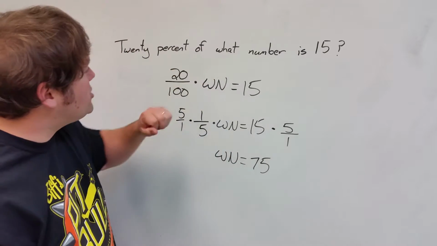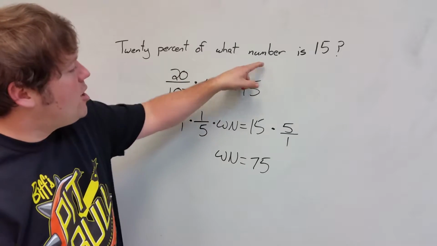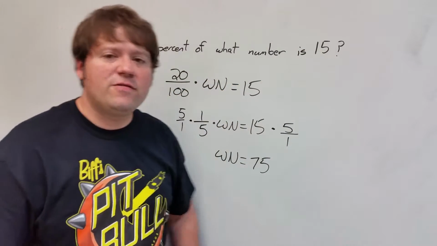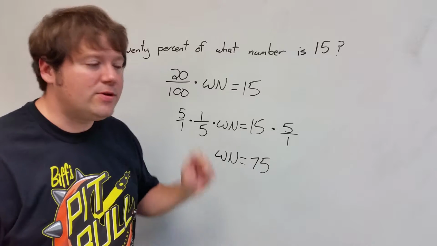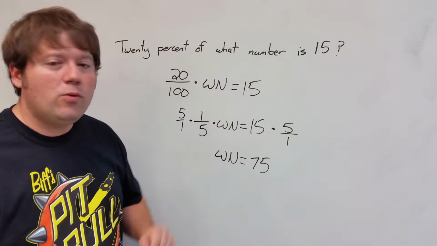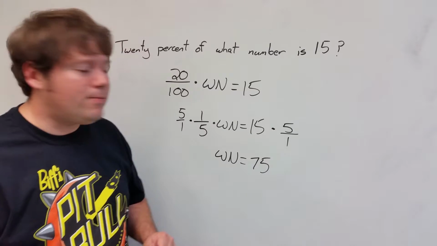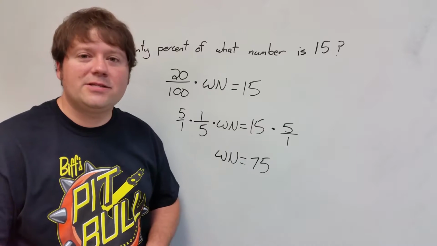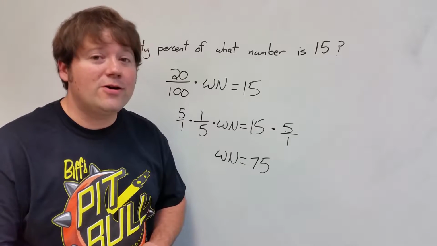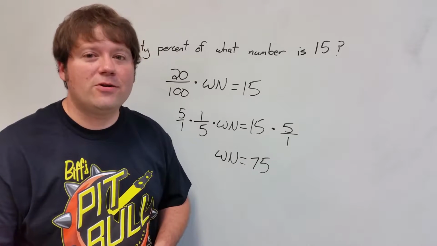And you can always go back and check. 20% of 75 is 15. And it's true. It is. So we double checked our work. So what we'll do is we'll go ahead and look at some examples. And since the lesson is entitled Percents Greater Than 100, we'll look at some percents greater than 100.